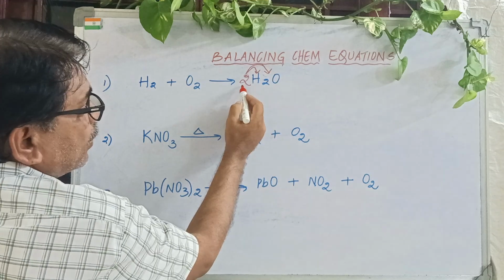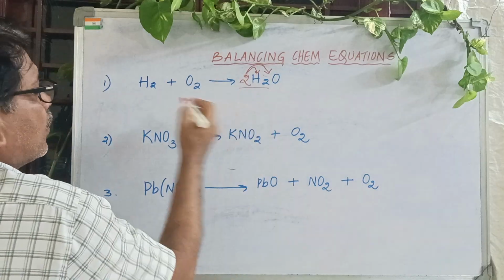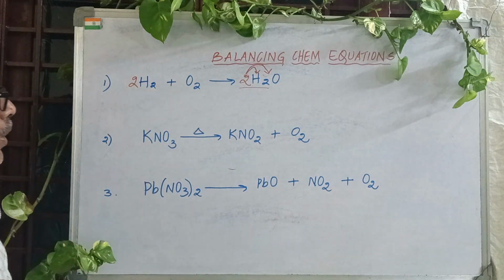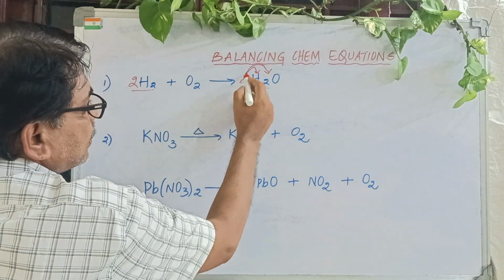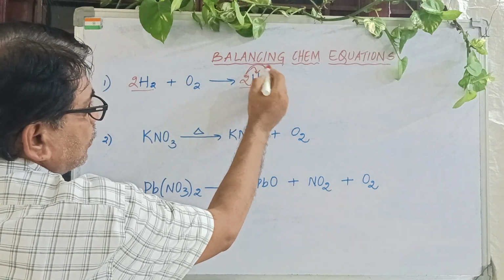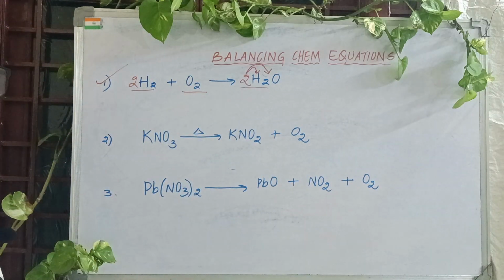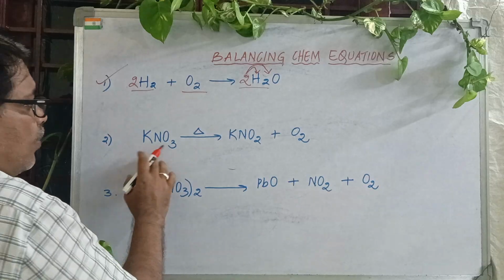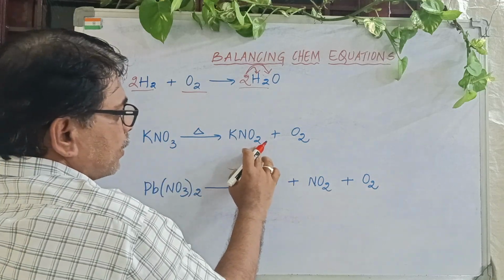Okay. So now how many hydrogens are there? Because of this 2, hydrogens turned into 4. Therefore, I have to put 2 on the other side. Now hydrogens are 2 on each side. Now what about oxygen? Because this 2 is applicable for all, oxygens have become 2. Here also oxygens have become 2. Therefore it's balanced. Simple.